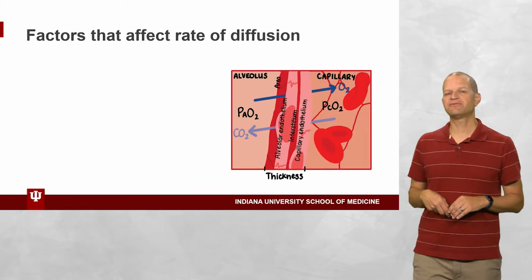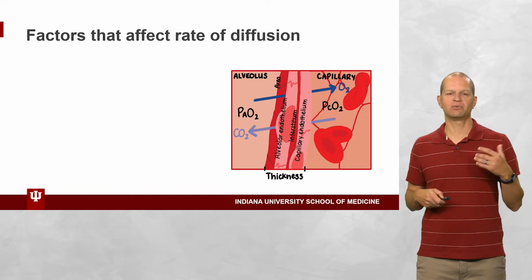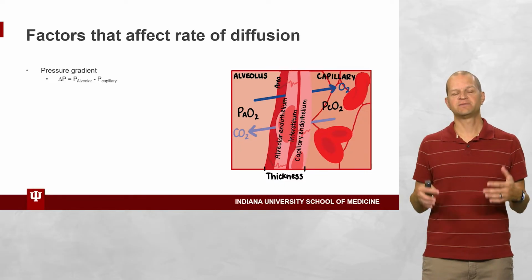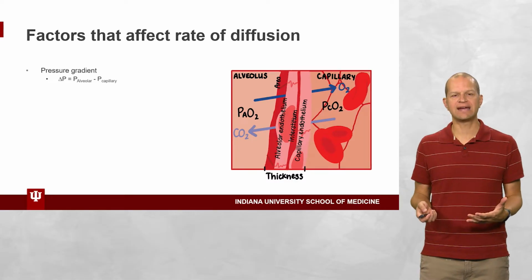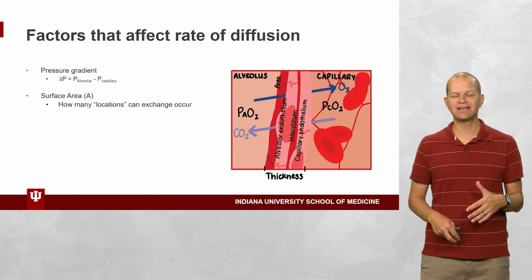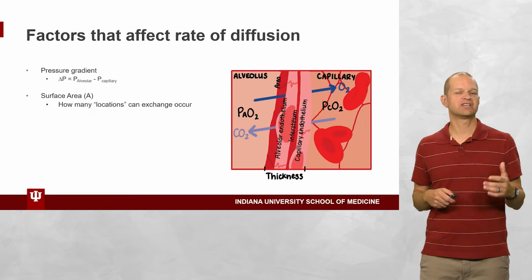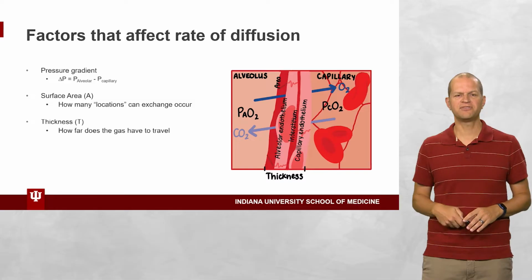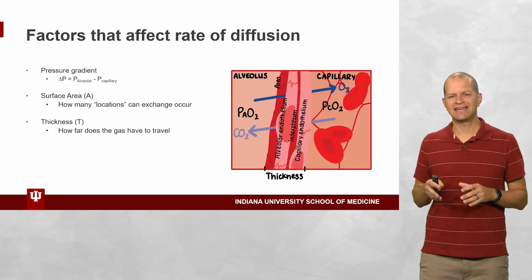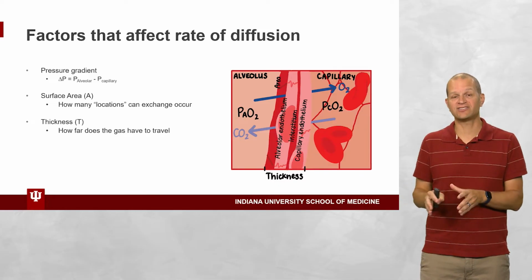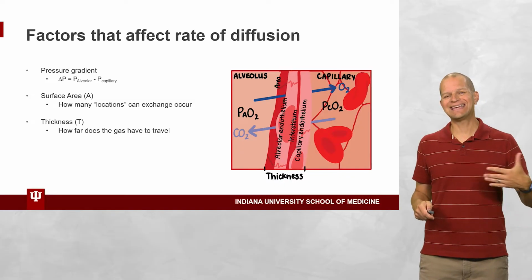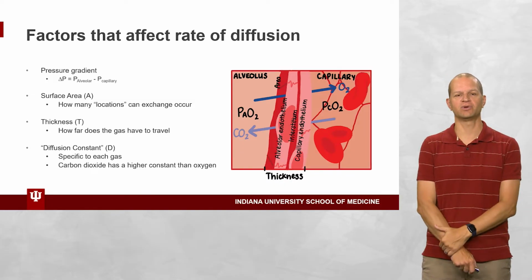So there are several different things that can affect the rate of diffusion, and we refer to this through something called Fick's law of diffusion. Specifically, pressure gradient: larger gradient, more diffusion. Surface area: more locations that diffusion can occur, you're going to have greater diffusion. Thickness, so think of this in terms of distance. You can go a shorter distance faster than you can go a longer distance. That's always true. So as thickness or distance increases, diffusion will go down.